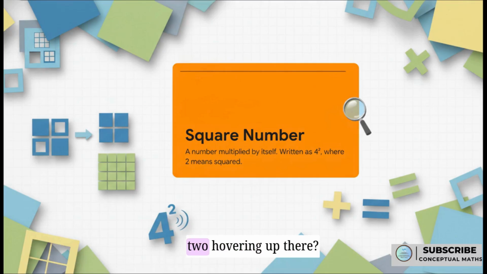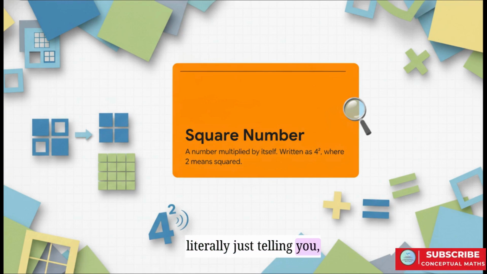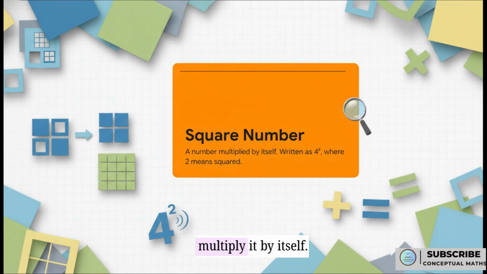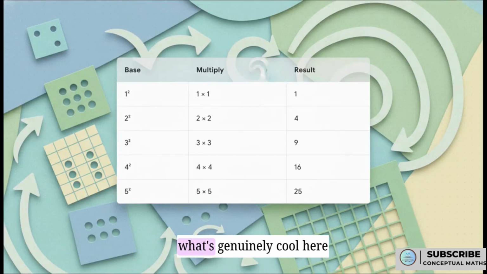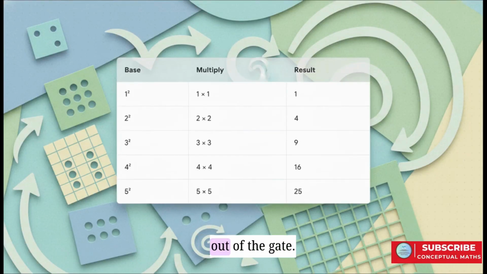And see that tiny little 2 hovering up there? Whenever you spot it, it's just a secret math code that means squared. It's literally just telling you, hey, take this base number and multiply it by itself. Now, what's genuinely cool here is the visual pattern these numbers create right out of the gate.